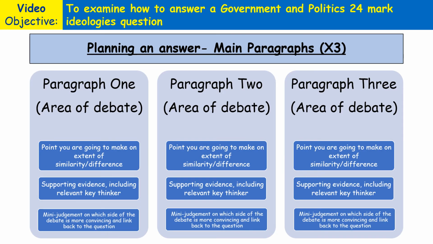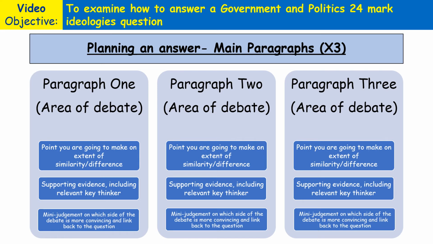When it comes to your main body, you need to try and aim to write 3 paragraphs. Now, this is really tricky because you've only got 30 minutes to write the entire answer. So your introduction should really only take you about 3 or 4 minutes. Your main body should really take you around about 25 minutes, and then your conclusion should be about 2 or 3 minutes again. So timing is really difficult, and my main piece of advice is just to really practice writing ideologies questions in the time you have available, because you have 30 minutes for the ideologies 24-mark question, but you have 45 minutes for the 30-mark essay question.